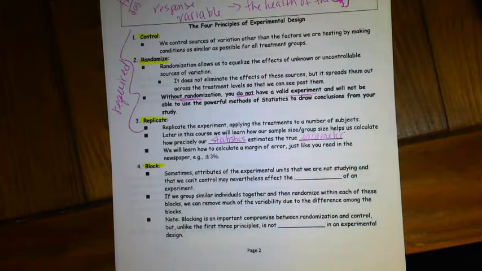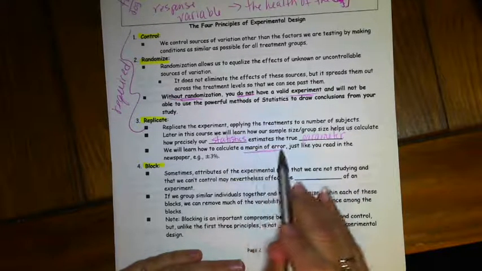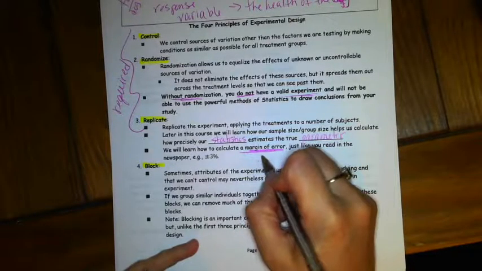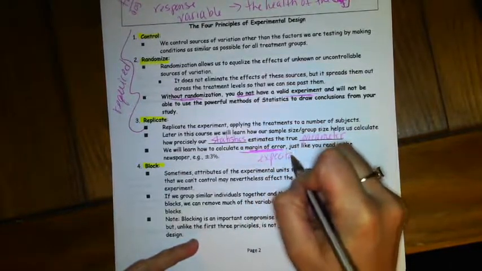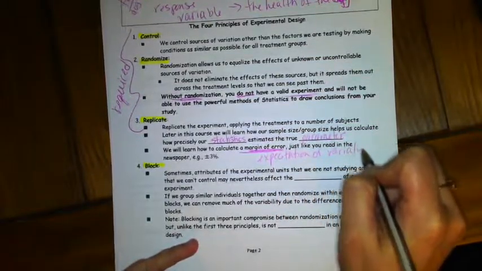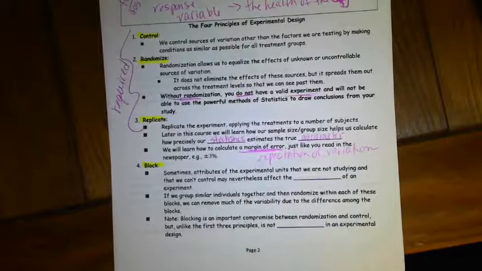What is a good number? It just depends on the scenario. We'll talk more about that later. We're also going to learn later on how to calculate a margin of error. This has been mentioned once or twice in class, but this is just that expectation of variation. It's a measurement of how much variation we expect and what would be too much or unusual variation.